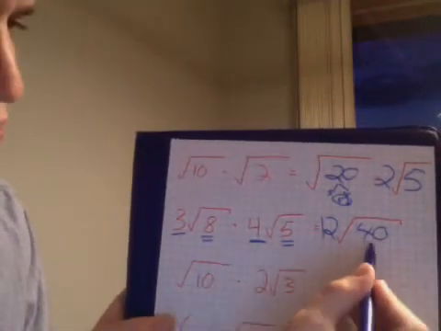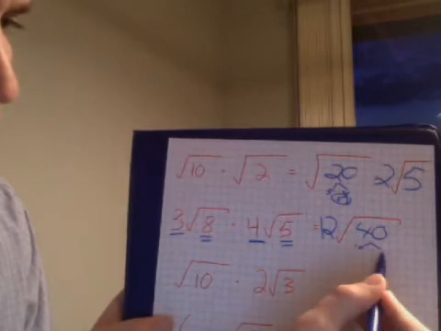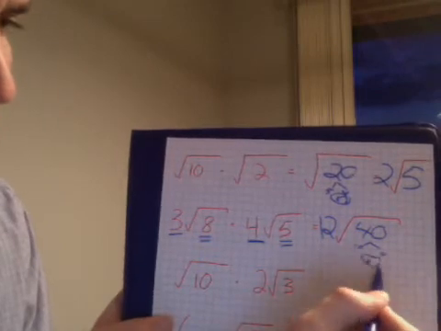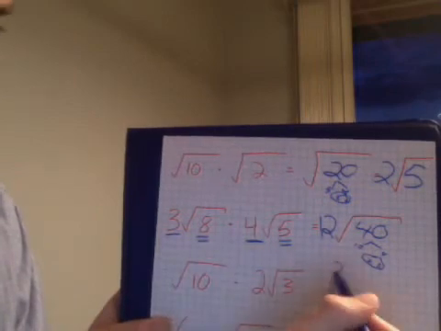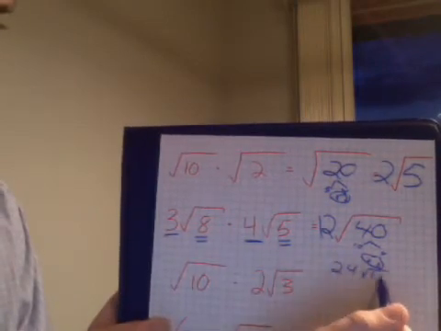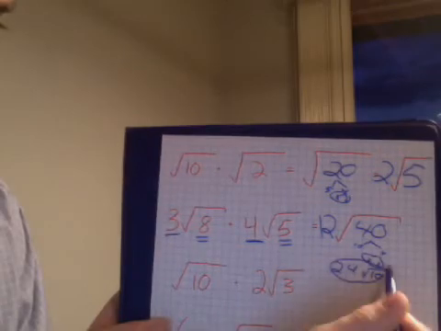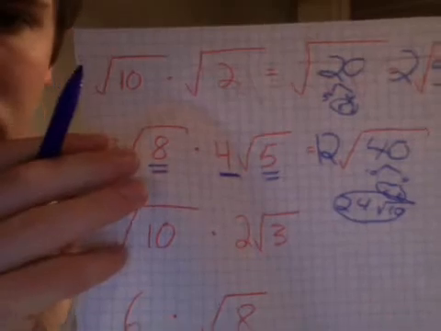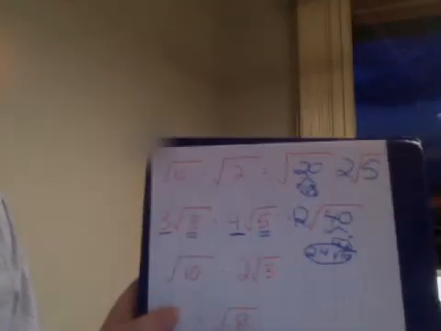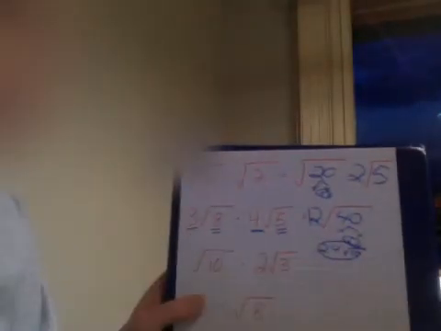10 and 4, 2 and 2. So you can check my answer. You break it down yourself, but you should get 24 square root of 10 as an answer. 24 square root of 10 would be your answer on that one.